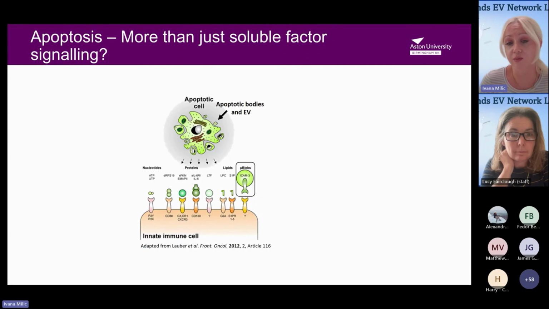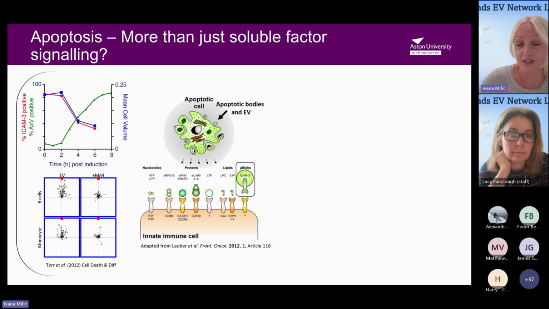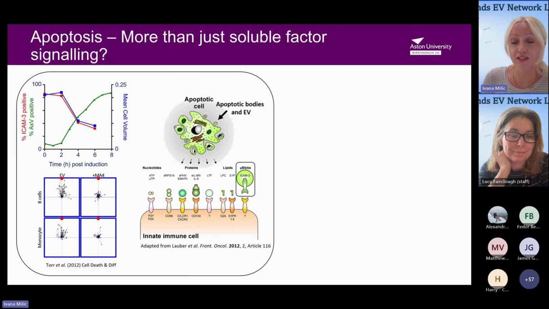And the cells are doing that via the widely known soluble factors, and I'm sure that most of you have heard of at least some of those here on the slide. But what is very interesting is that in 2012, for the first time in one of the reviews, the so-called microblasts at the time, which had the ICAM3 protein on their surface, were recognized as functional entities derived from apoptotic cells. So actually, this recognition stems from the research that was done here before my time at Aston University.